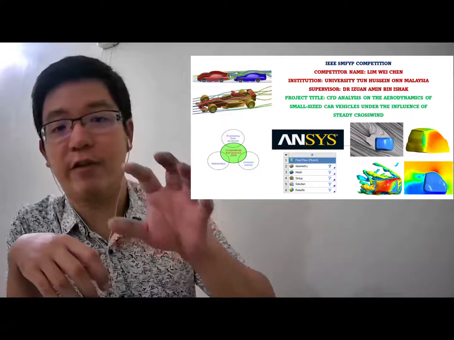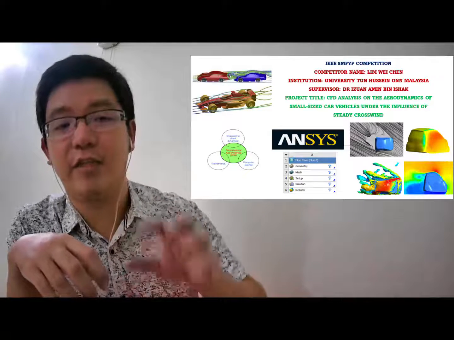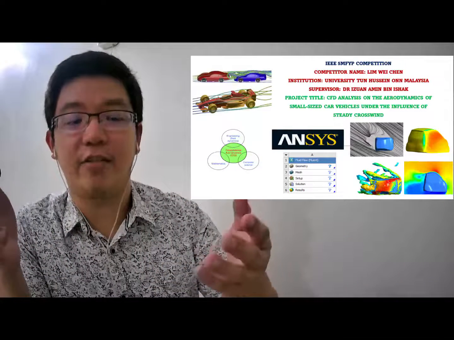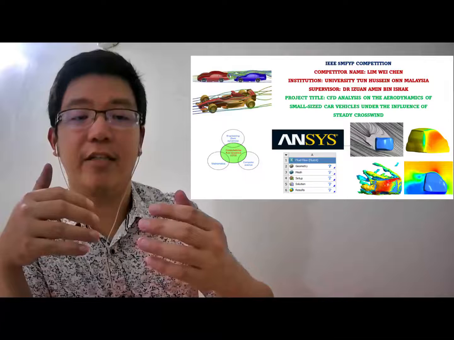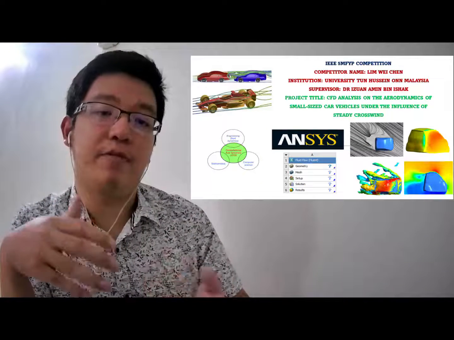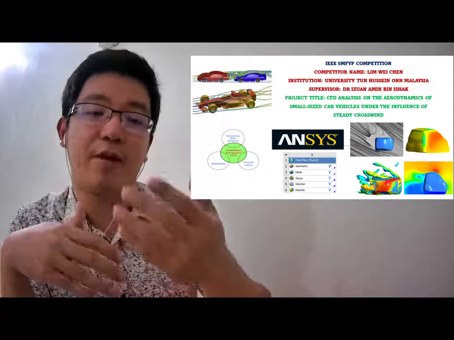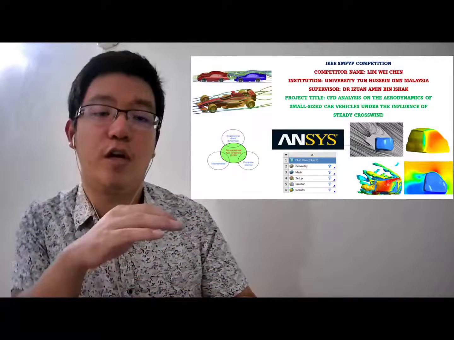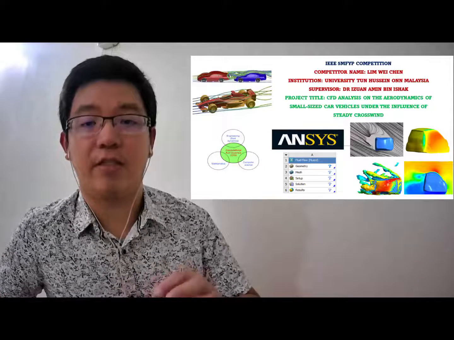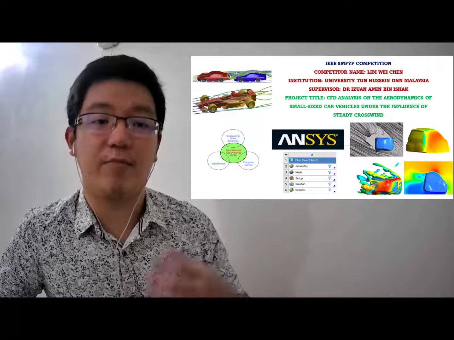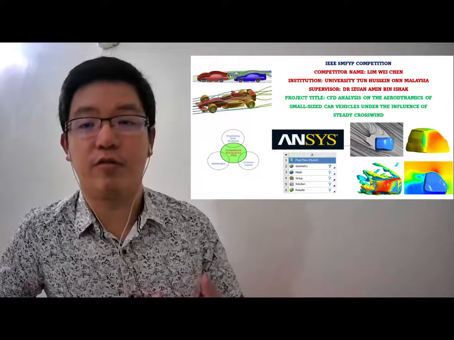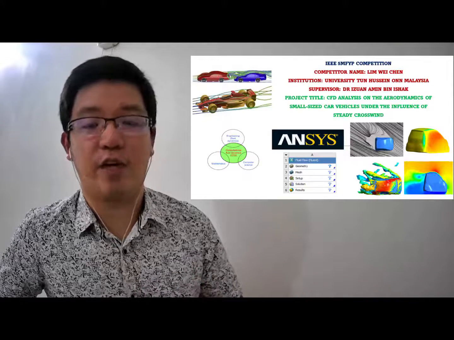When there is a red color, it tells us that there is high pressure there. According to the Bernoulli principle, when there is high pressure, we know there is low velocity. Lastly, the ANSYS software also helps us analyze the pressure contour or the velocity contour.